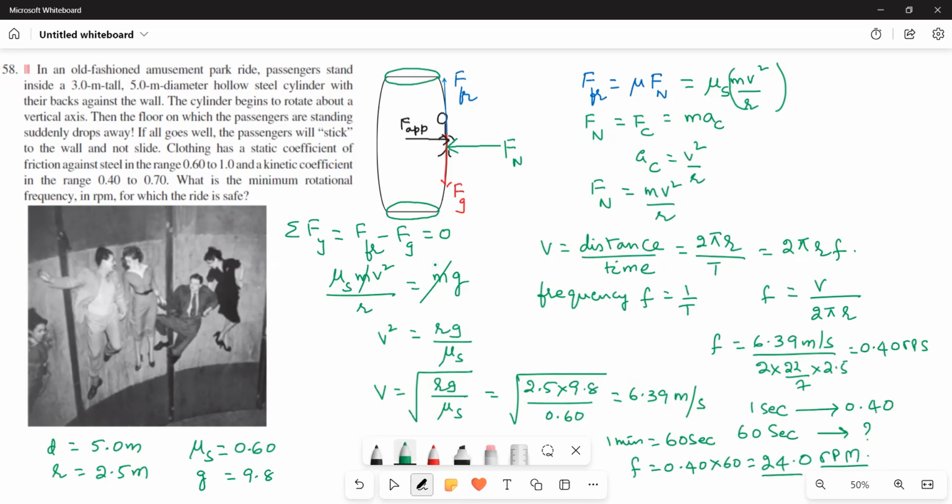Here, simple thing: the normal force is the centripetal force, and the friction is balancing the weight. When we say the normal force is the centripetal force, we have to write the required equation. The rest of the things are just plugging in the values. Here you have to visualize the forces and then draw the free body diagram. Once you do that, the rest is easy for you.